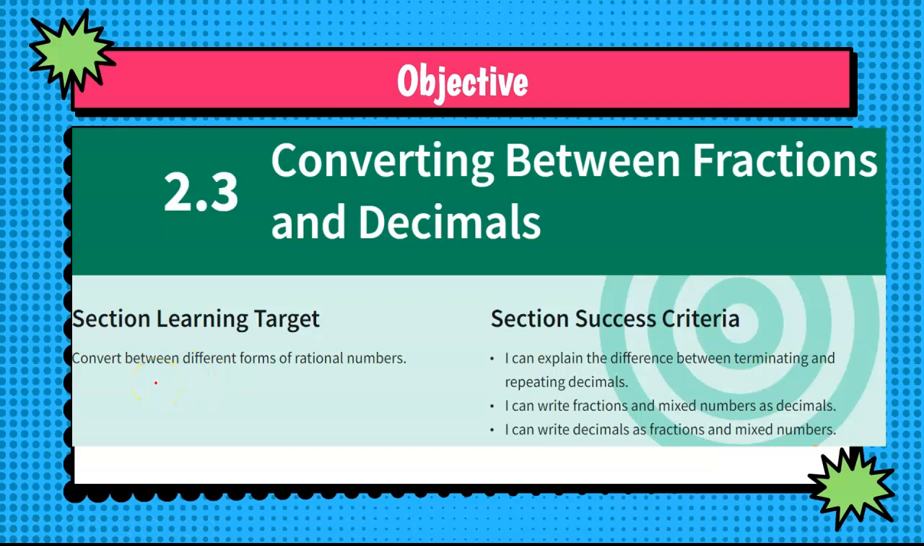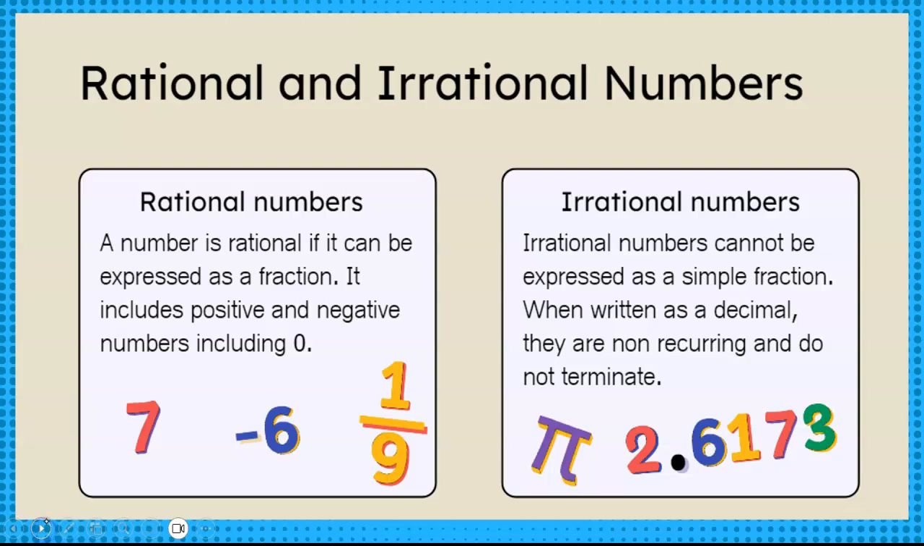So just really quickly, I want to review what rational numbers are. We've been talking about these numbers for a while, but I will remind you that these are numbers that can be written as a fraction. So we'll take a look at different types of rational numbers here together.